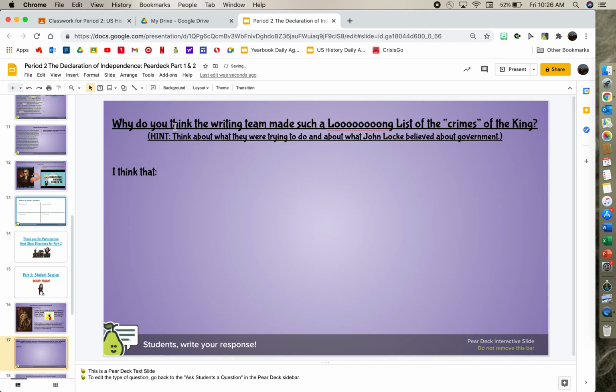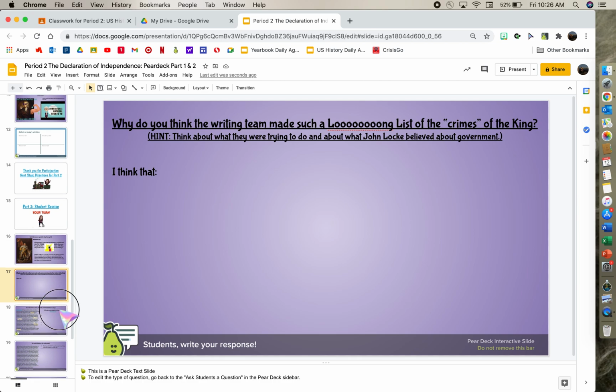So it says, why do you think the writing team made such a long list of crimes for the king? Hint, think about what they were trying to do and about what John Locke believed about the government. And then it has a sentence starter, I think that. So you're going to write a response to this question, and you can start with I think that, however you want to start that.